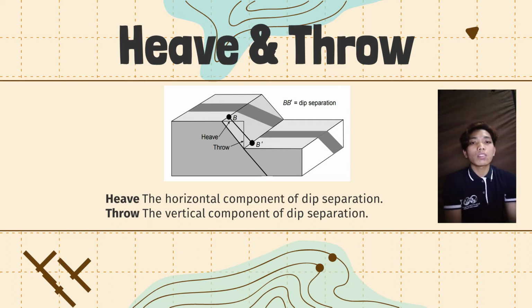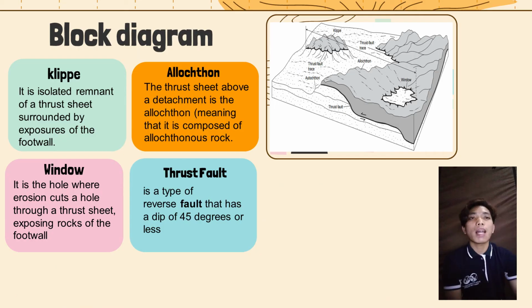As you can see, we can solve the displacement by using trigonometric theorems only. So it is important to know the heave and throw of the two masses being separated in order for us to determine the dip separation or the displacement of the two. Last is the block diagram.